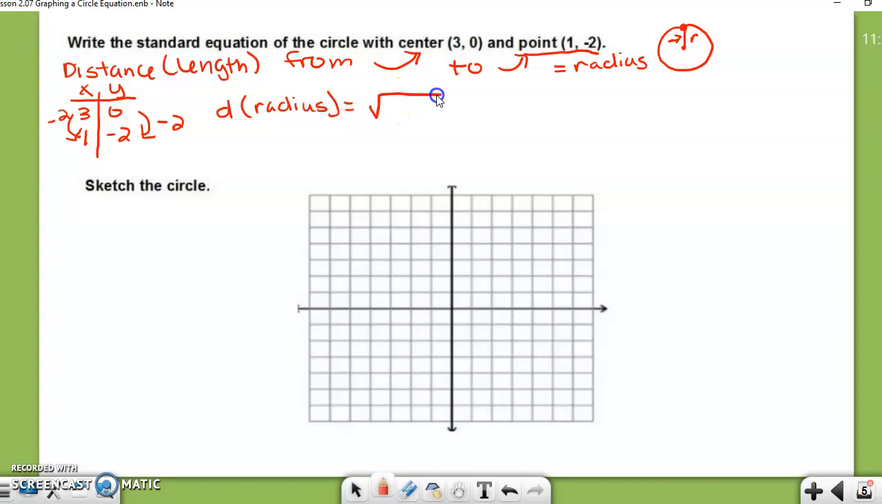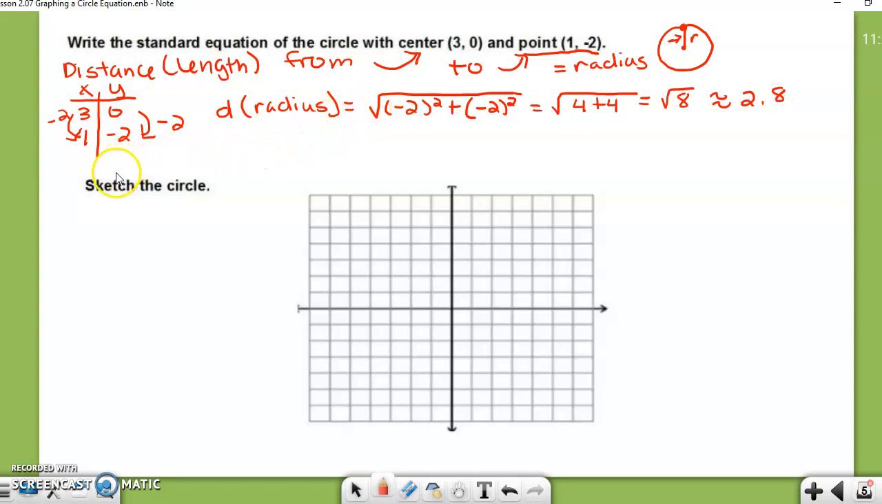equals the square root of your run, which in this case is -2, squared, that's your x2 minus x1, plus your rise, and in this case it's -2, that's your y2 minus y1 squared. Continue with the mathematics. I get the square root of 4 plus 4, which equals the square root of 8, which is approximately, when you put it into your calculator, 2.8.